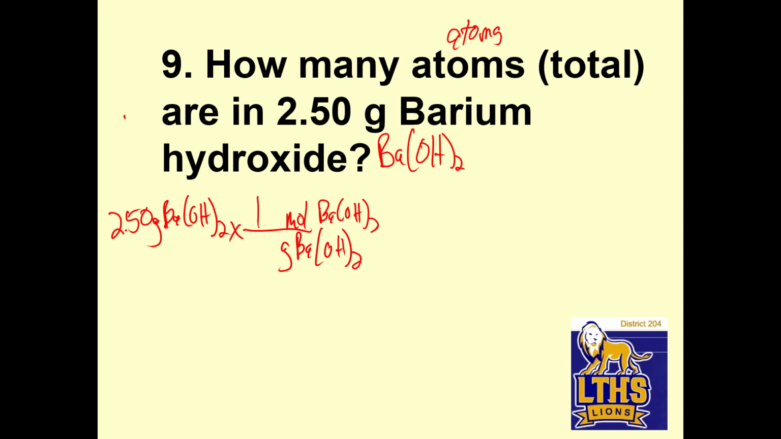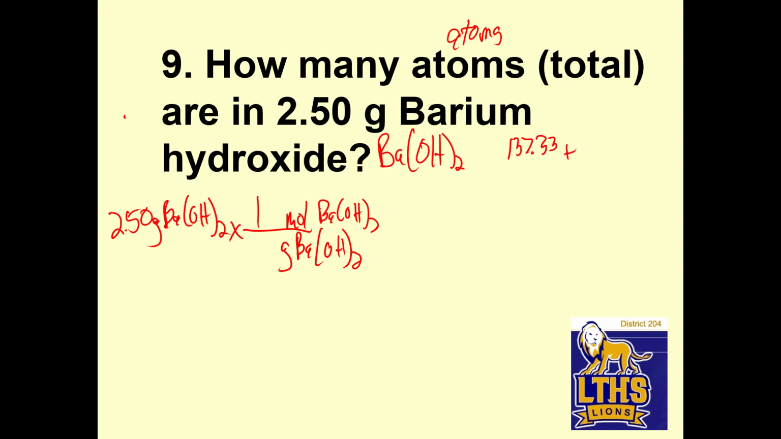So the number one is going to go with moles. And the molar mass of barium hydroxide, I need my periodic table to go get it. Barium, periodic table, number 56, 137.33. Got one barium.